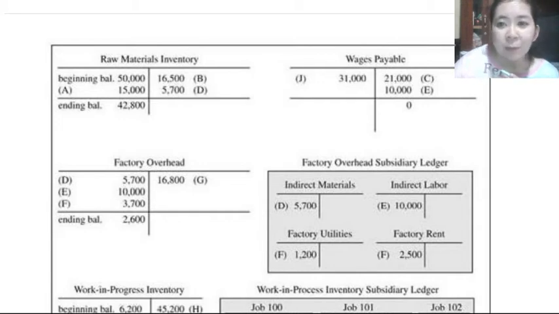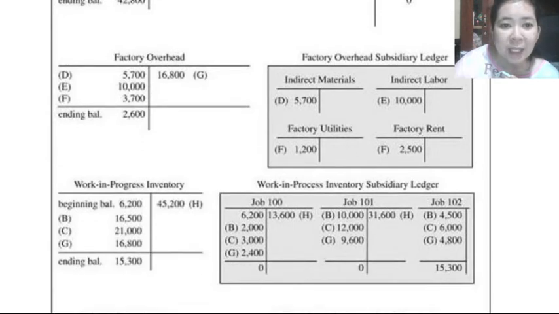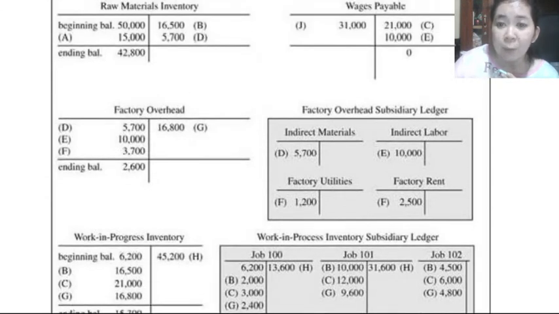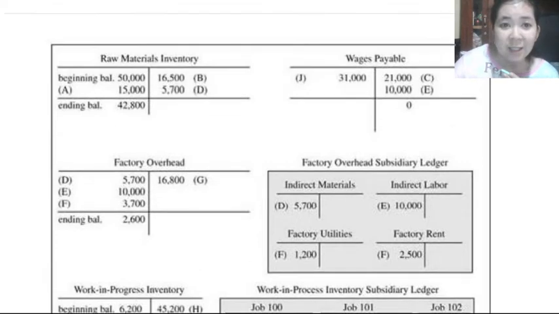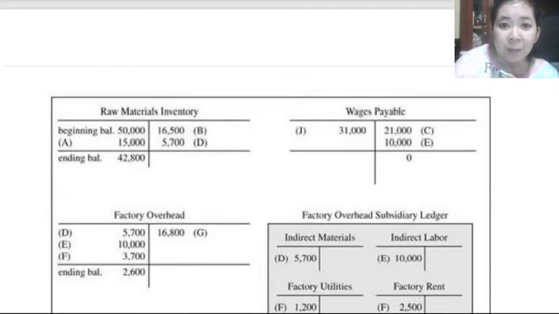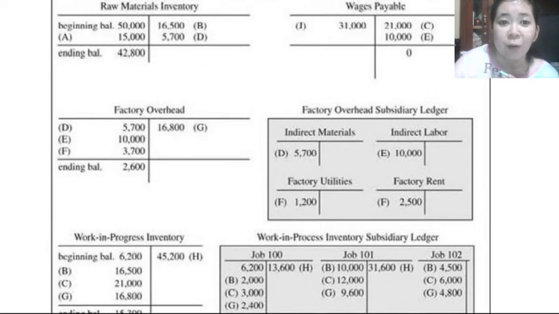So if you look at it, letter B and letter D are debited right here in the work in progress inventory T account. For the wages payable, for our direct labor it is 21,000 and indirect labor is 10,000. Once this is paid, it will be debited to our wages payable. So this also is transferred or applied to the process. That's why, if you notice in our work in progress inventory, we have here letter C and letter G, which pertain to our direct labor and indirect cost.